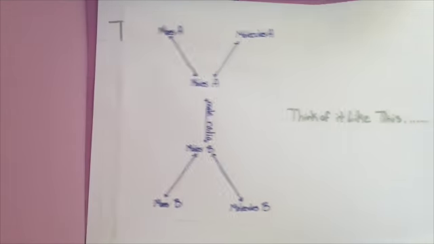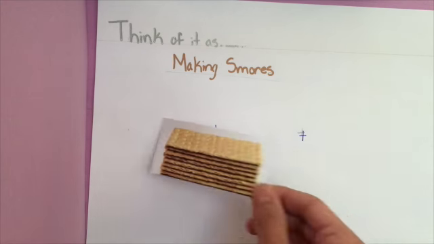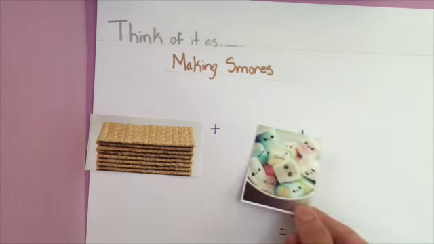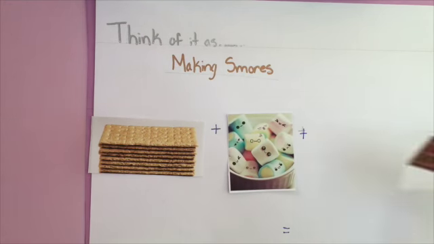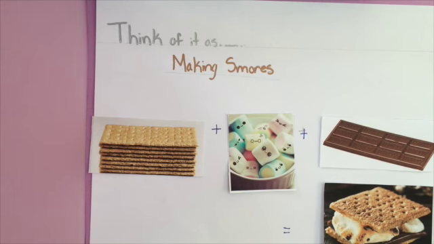Think of it like this. Making s'mores. We all know how to do that, right? It calls for a recipe, and the recipe is graham crackers plus marshmallows plus chocolate will give you your s'more. But to make a s'more, you would have to have at least 2 pieces of graham crackers. If you have any less, if you only have 1, you cannot make a s'more. This will be discussed in a further lesson.